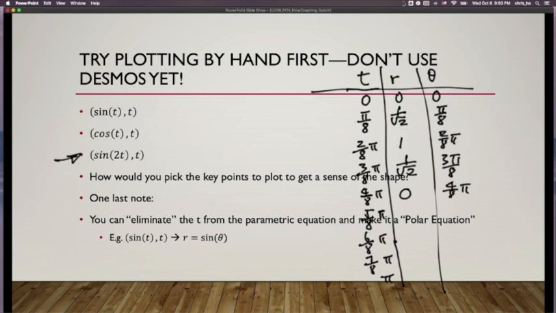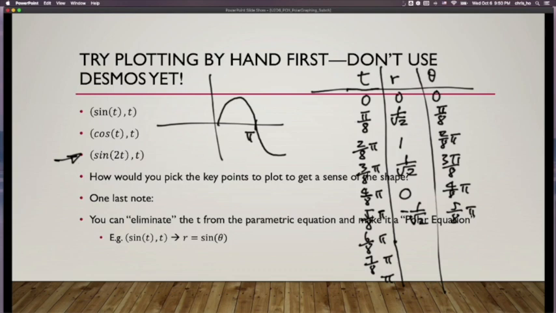When t is 5/8 times pi, when you multiply t by 2, this becomes 10/8 times pi. And you remember the sine function, once it passes pi, turns negative, right? So this is going to be negative 1 over root 2. And this is going to be 5/8 pi.